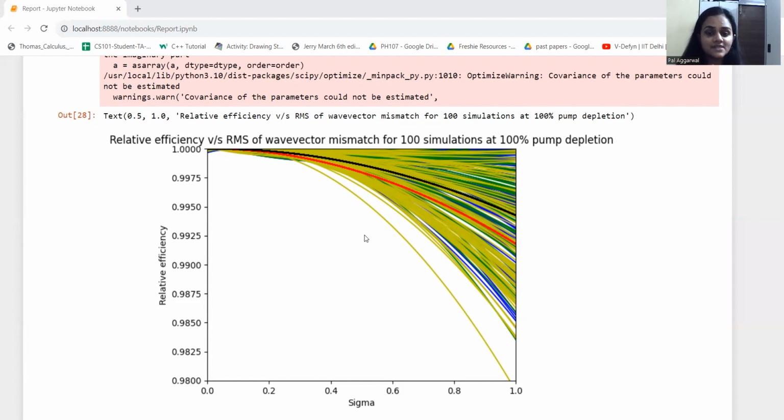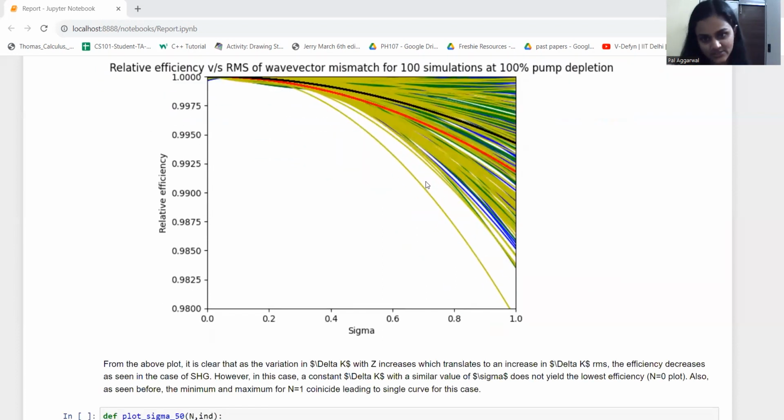Another thing to notice is that, if we recall, for each value of n, we have plotted 100 simulations, right, 100 plots. But we see only one curve for the n equal to 0 and n equal to 1 cases. This happens because all the 100 plots for these two values are actually coinciding with each other. That is why we see just one line for n equal to 0 and for n equal to 1. This was the case for SHG also. But we do see a good spread for the other values of n, and in fact, their minima lie below n equal to 0. So this is something new which was not seen in SHG.